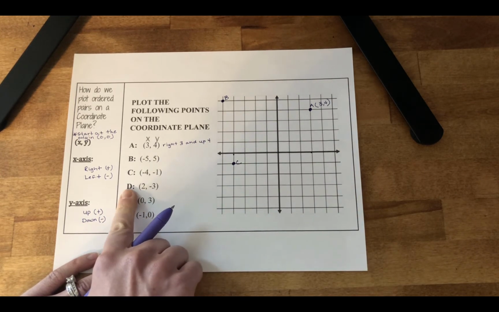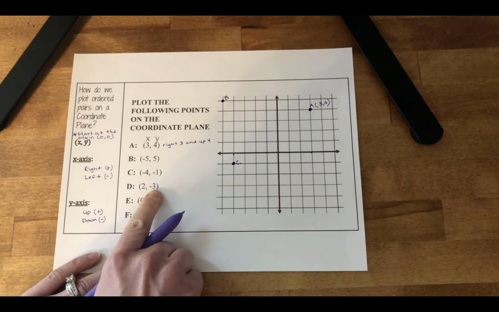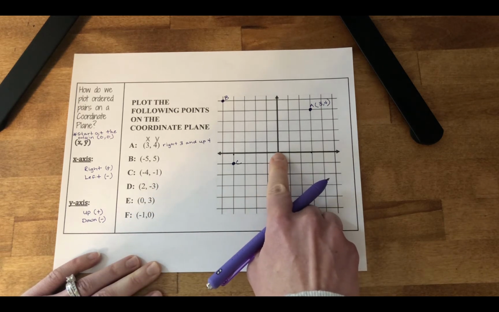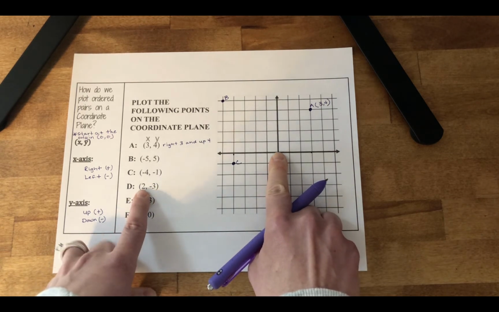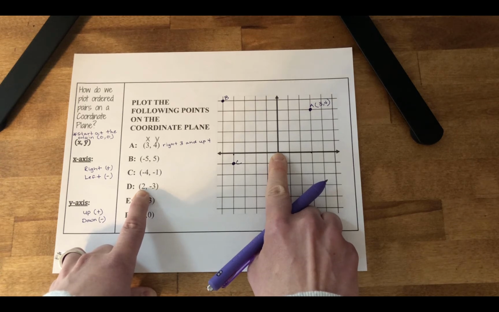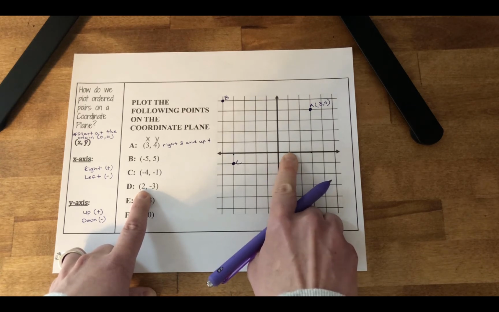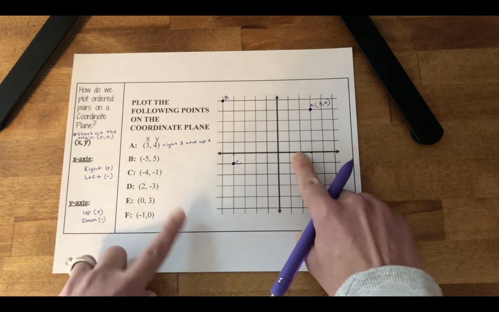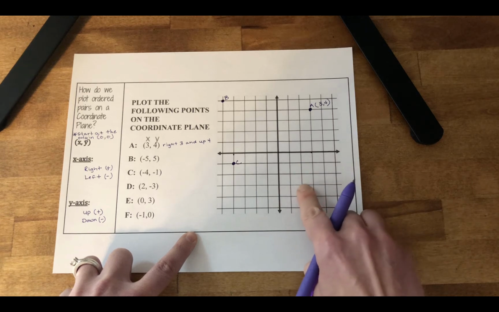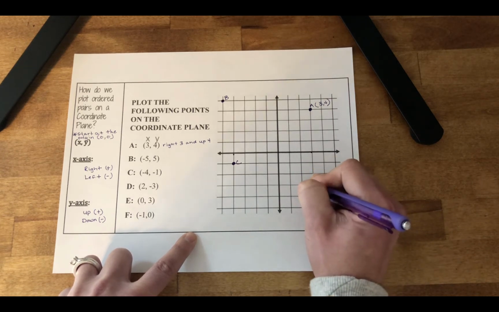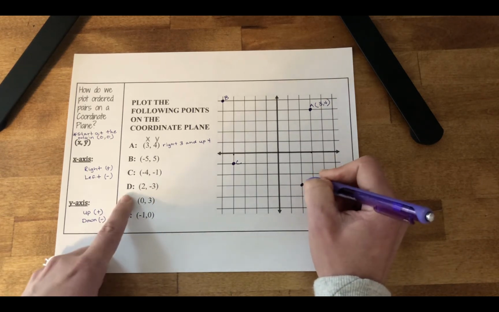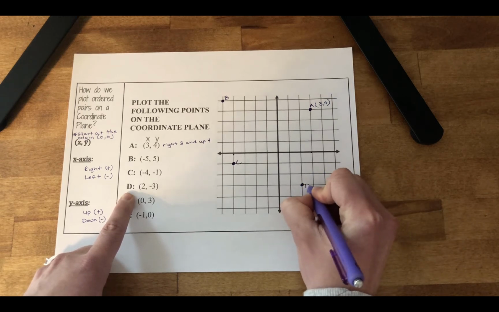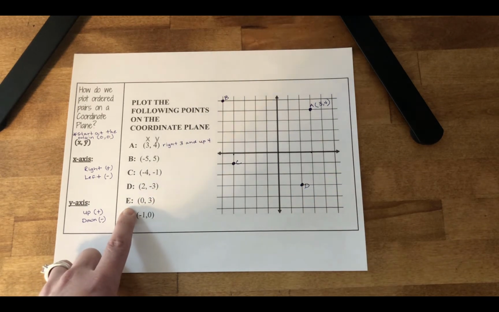Let's find point D. It's at (2, -3). Starting at the origin, am I going to go right or left to find my x value? I'm going to go right because it's a positive 2. So 1, 2. Now am I going to go up or down from there to find -3 for my y value? I'm going to go down. So 1, 2, 3. There it is. And that is point D.